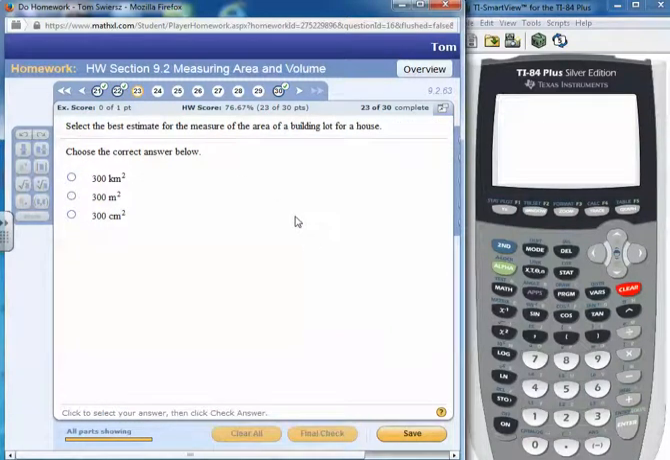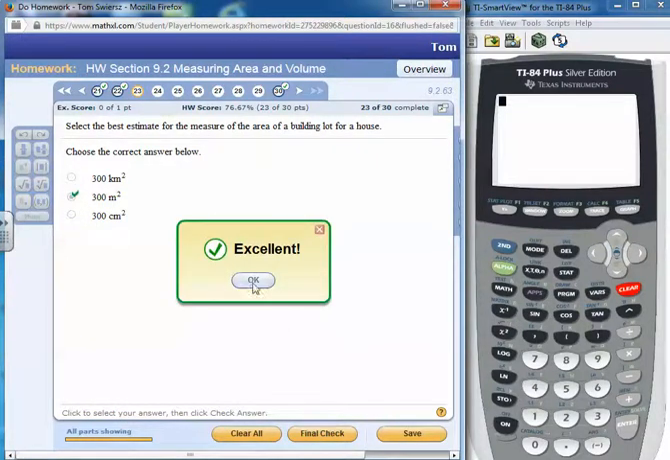How about the measure of the area of a building lot for a house? 300 square kilometers would be miles and miles of area, so that doesn't make sense. 300 square meters would probably sound pretty good. That would be equivalent to about 300 square yards. So that would make sense. And 300 square centimeters would be very, very small, okay? It would only be like 3 meters by 3 meters, and so that definitely wouldn't work, way too small. So the only appropriate one would be 300 square meters.